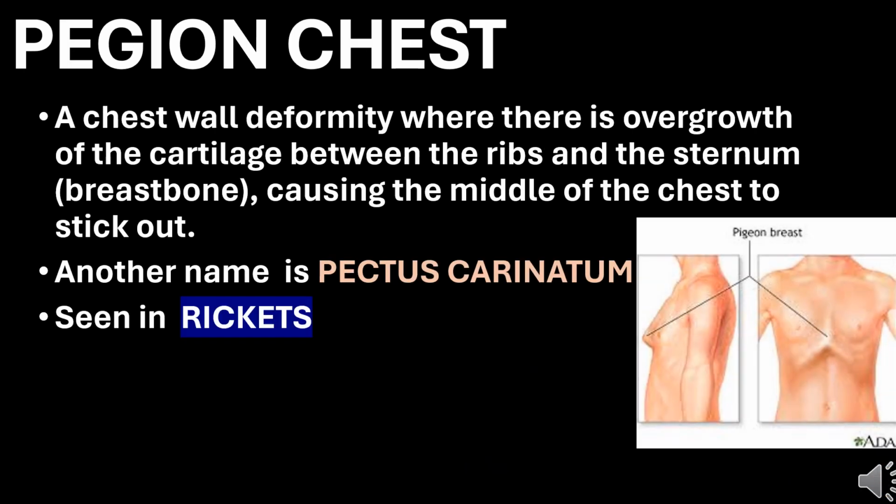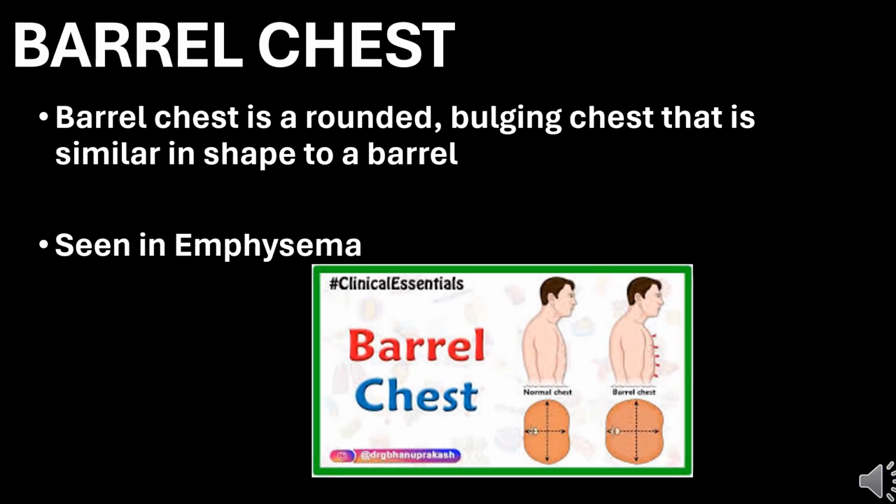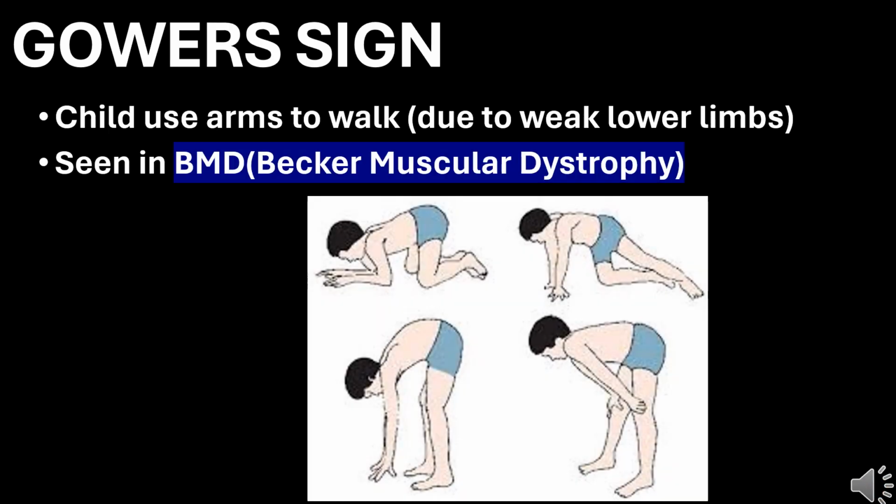Next is pigeon chest, a chest wall deformity due to the overgrowth of cartilage between ribs and sternum, causing the middle of the chest to stick out. Another name of pigeon chest is pectus carinatum. This is usually seen in rickets. Barrel chest. Barrel chest is a rounded, bulging chest that is similar to the shape of a barrel. This is seen in emphysema. Gowers' sign. The child uses arms to walk up the body due to weak lower limbs. This is seen in BMD, that is Becker's muscular dystrophy.